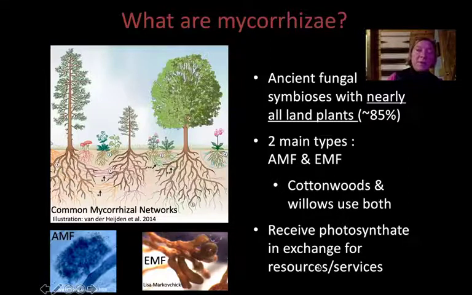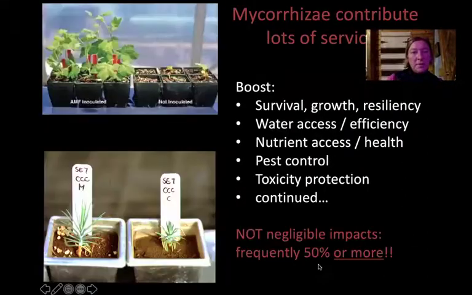So AMF is our arbuscular mycorrhizal fungi, pictured on the bottom left there inside a plant root cell. And then EMF or ectomycorrhizal fungi, which occur on the outside of the roots. And you've seen some examples of those already, and there's one right there. These guys all receive photosynthate in exchange for a variety of resources or services that they provide to the plants.